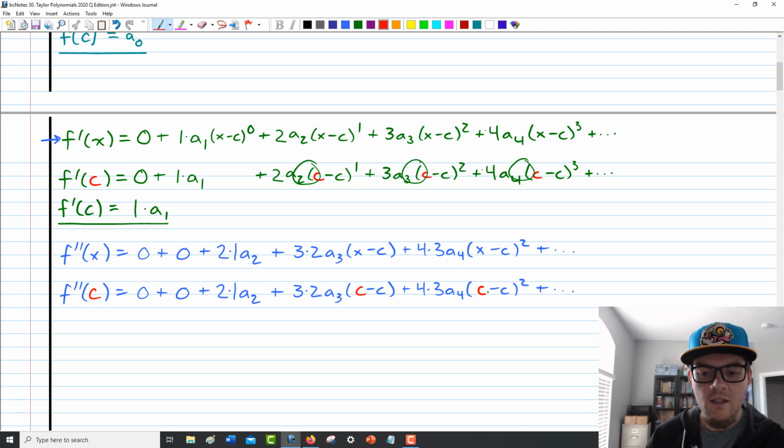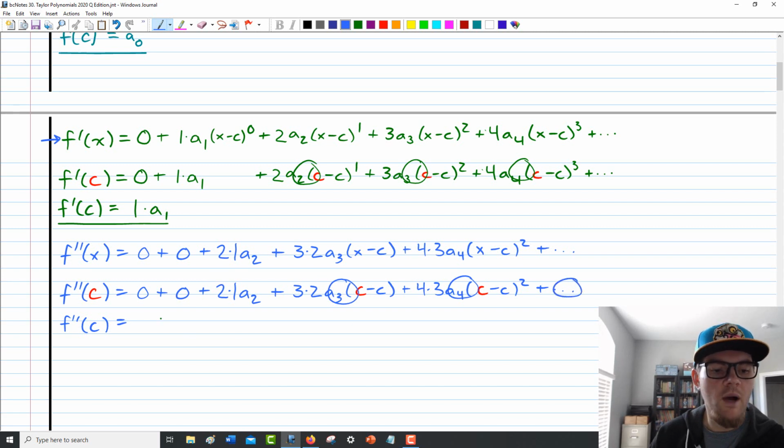So plugging in the c value a couple times, that leaves us with f double prime of c being equal to, well, we've got a 0, a 0. Everything afterwards is going to be 0 too, obviously. All that we're left with is 2 times 1 times a sub 2. So we now have a relationship that involves that second degree coefficient.